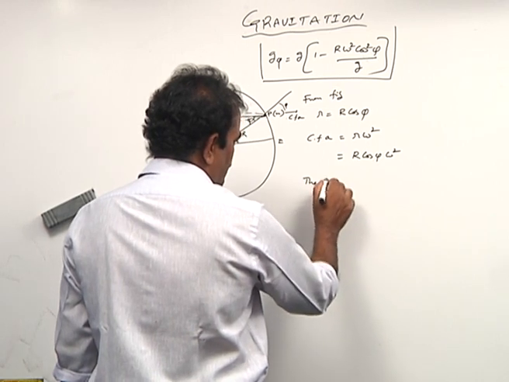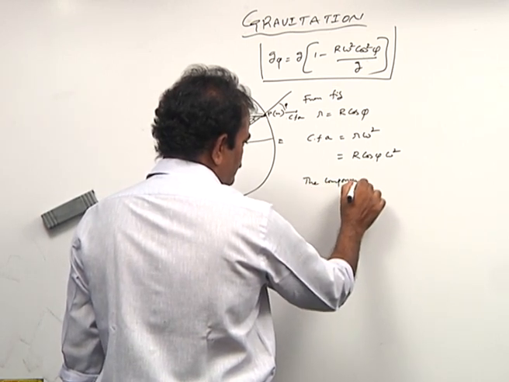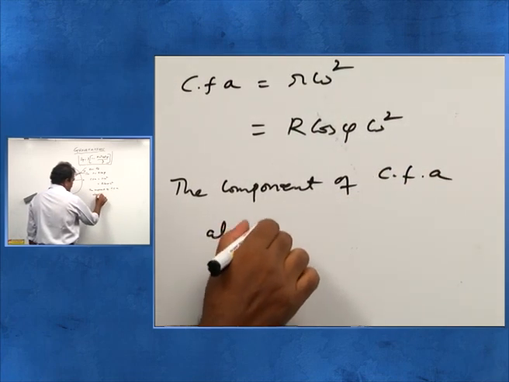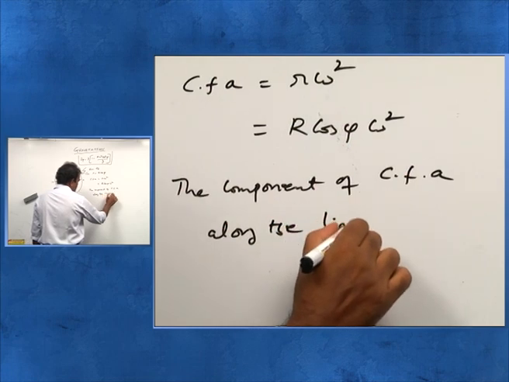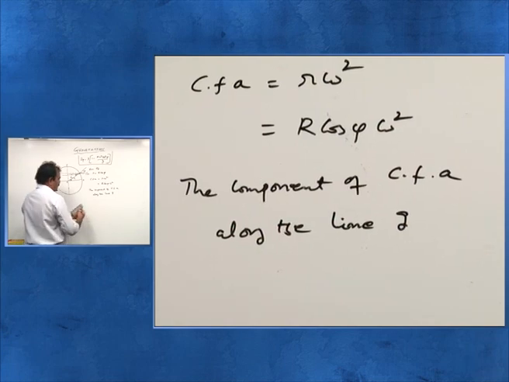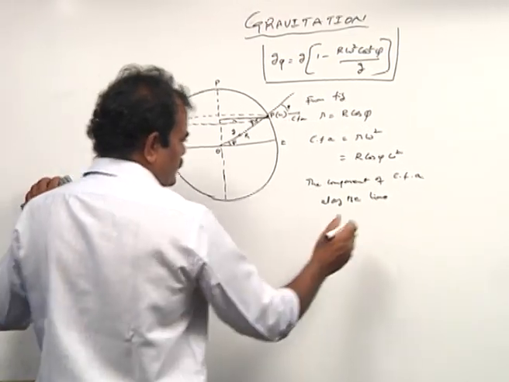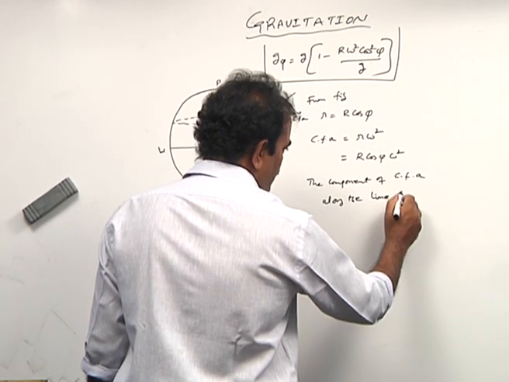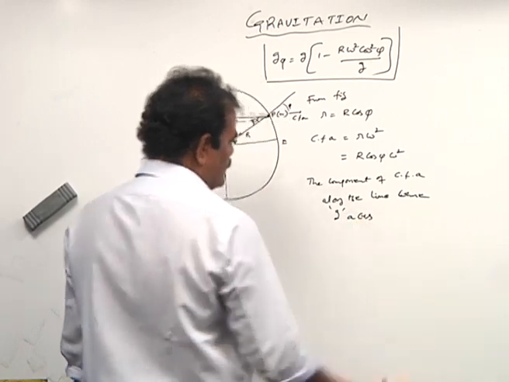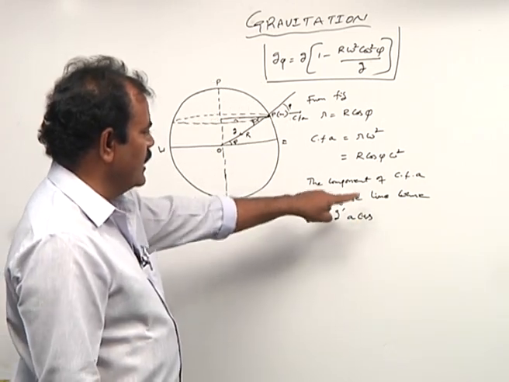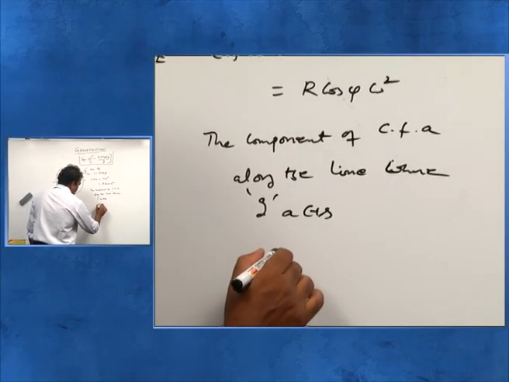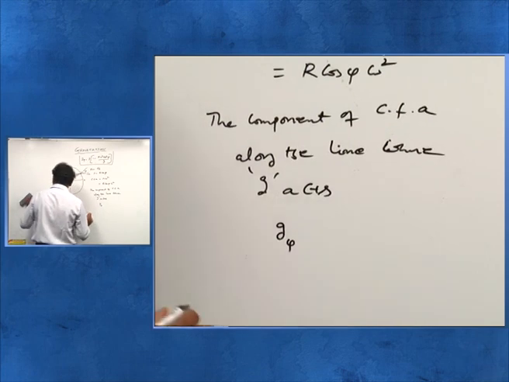The component of CFA along the line where small g is acting, where small g acts. So the component of CFA along the line where small g acts is nothing but, that can be taken as g phi. So g phi we can find later.